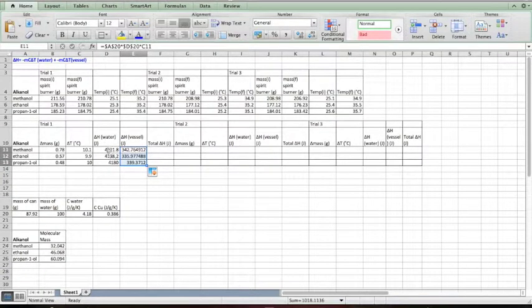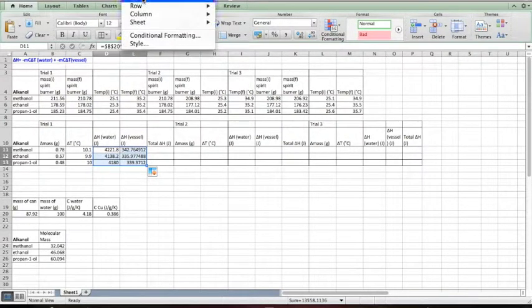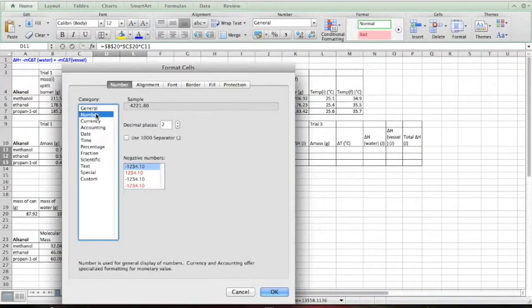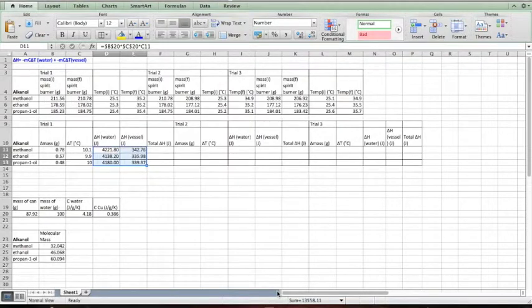Now you'll notice here that I don't have consistent numbers of decimal places. You can format the number of decimal places by going to Format Cells, Number, and just click the appropriate number of decimal places.